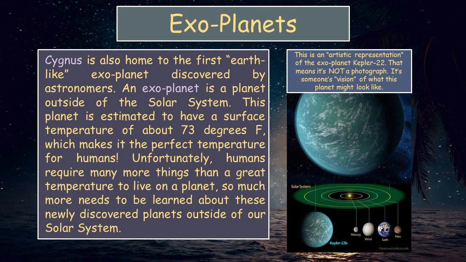An exoplanet is a planet outside of the solar system. This planet is estimated to have a surface temperature of about 73 degrees Fahrenheit, which makes it the perfect temperature for humans. Unfortunately, humans require many more things than a great temperature to live on a planet, so much more needs to be learned about these newly discovered planets outside of our solar system.